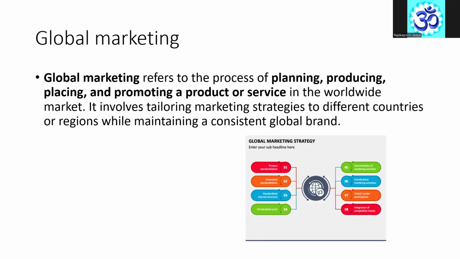Now we start the new topic called global marketing, and this is the last topic of this unit. This is the second unit of marketing management, and this is the last topic of this second unit, which is global marketing. So first we will see the definition. Global marketing refers to the process of planning, producing, placing and promoting a product or service in the worldwide market. It involves tailoring marketing strategies to different countries or regions while maintaining a consistent global brand.